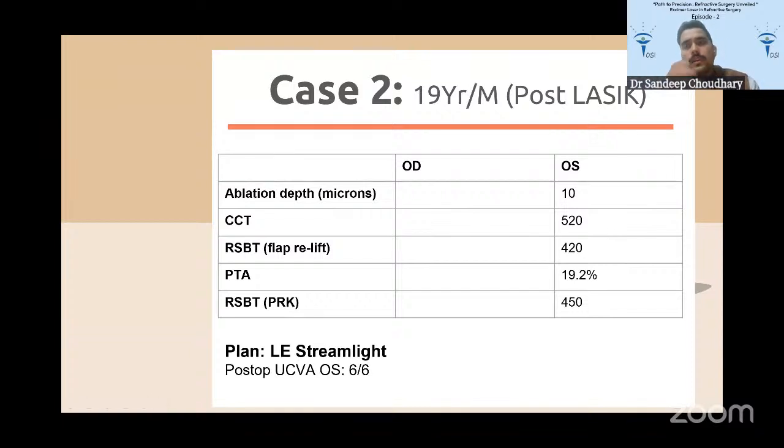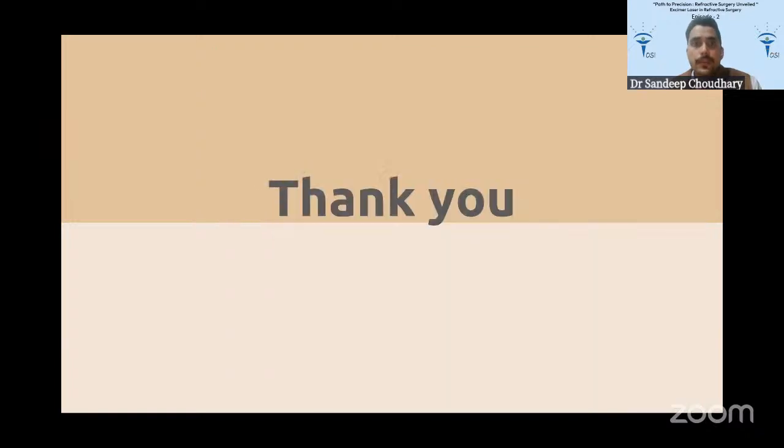the flap. But what we thought was that we can go ahead with the PRK because it's just a 0.75 cylinder correction, and we went ahead with the left eye, green light in this patient, and the post-op outcomes were satisfactory. So this is how you can proceed with PRK in certain cases, in the retreatment also, in the primary treatment also. Thank you.